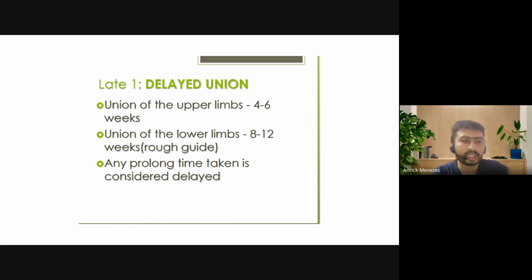So again it depends. This is not a perfect rule, but once the orthopedician expects that union will occur, based on a complicated fracture, we will be expecting more than that time, then they will consider that the complication of delayed union has occurred.